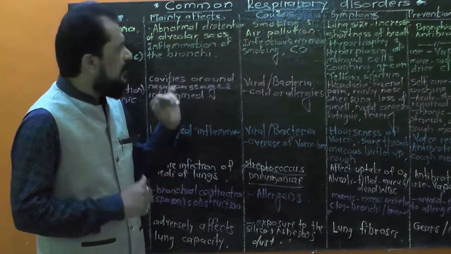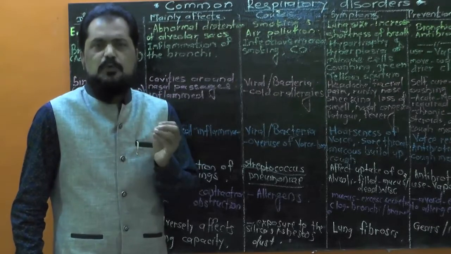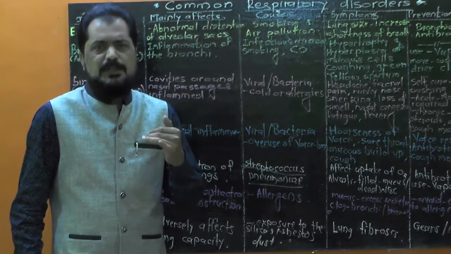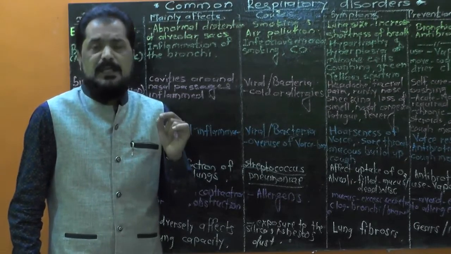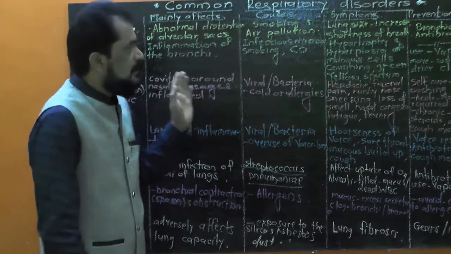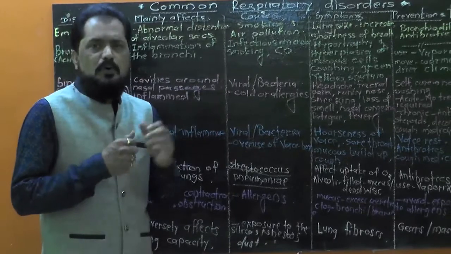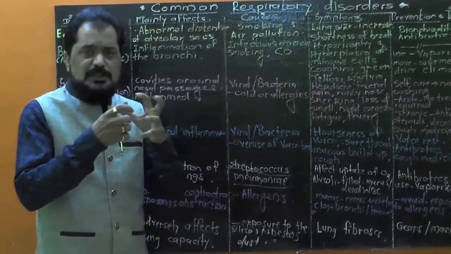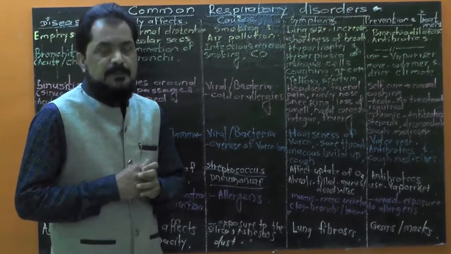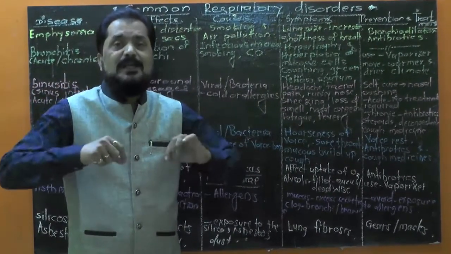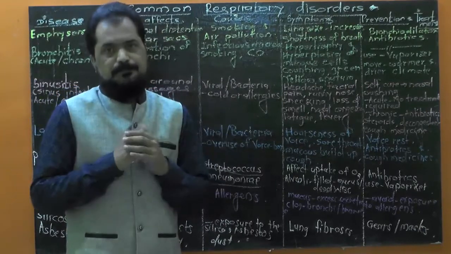Second cause of emphysema is heavy air pollution. It means that due to different types of air pollutants, due to continuous inhalation and deposition of different air pollutants, it may lead to emphysema. Now, as I said, in this disorder there occurs abnormal distension, abnormal inflation of alveolar sacs, and that's why the air remains filled in the alveolar sacs even after expiration.